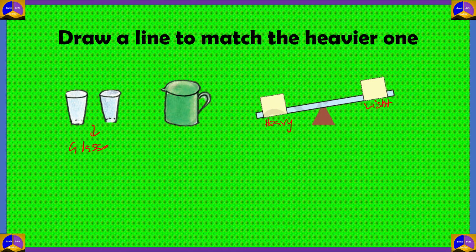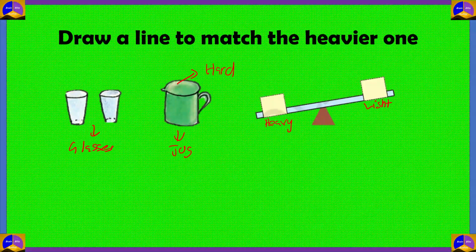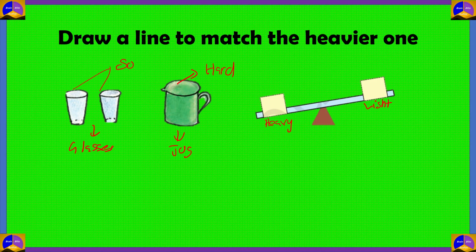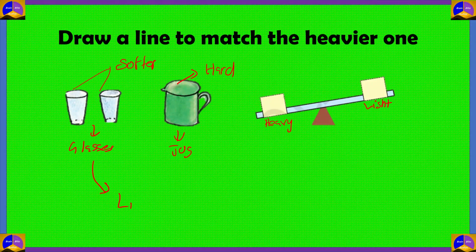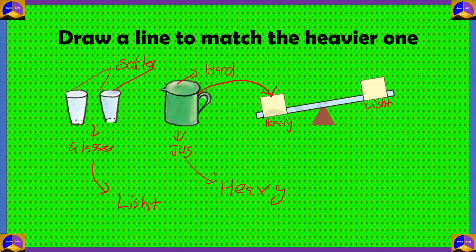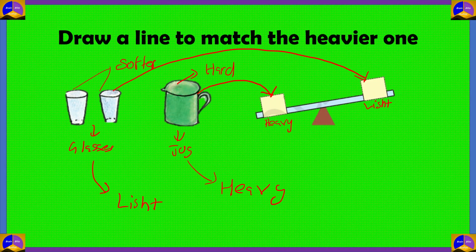Now we have glasses and a jug. Now the jug is made of a hard material and glasses are made with a softer material than the jug. So this means that the glasses are light and the jug is heavy. So the jug will be over here and the glasses will be over here, and the jug is the heavier one.